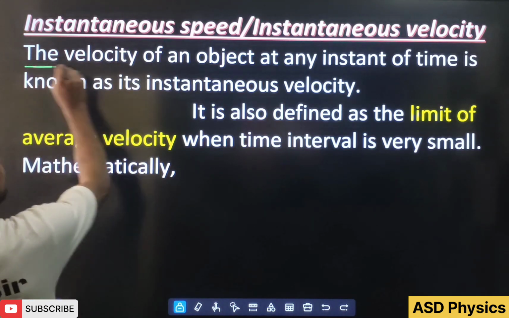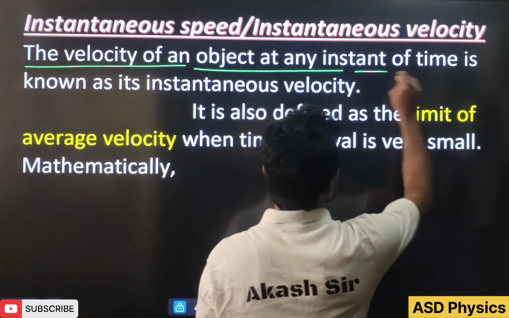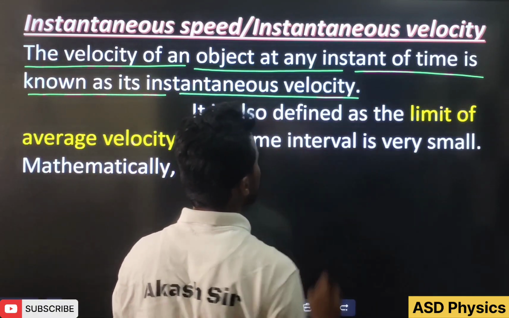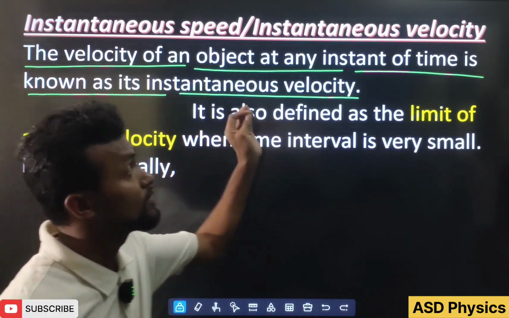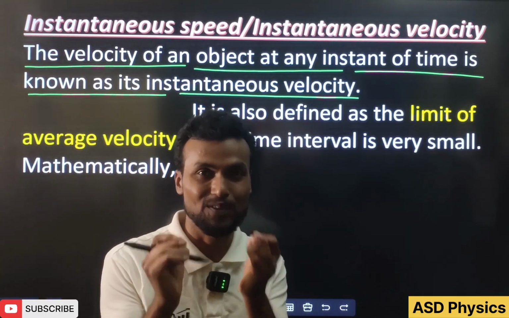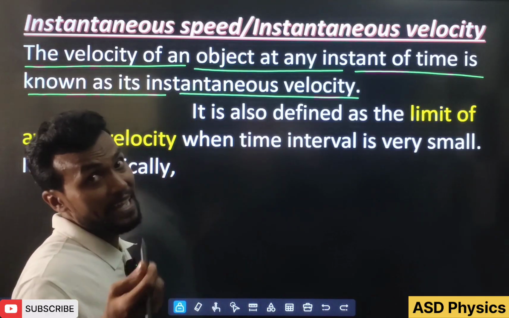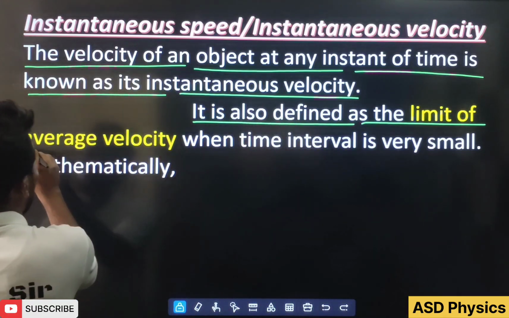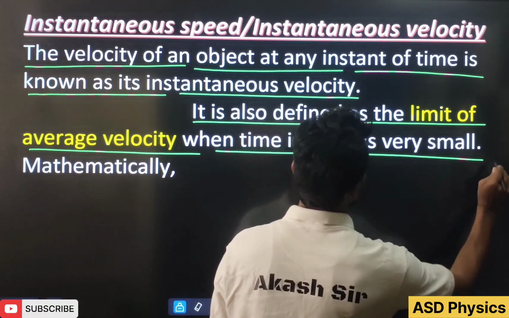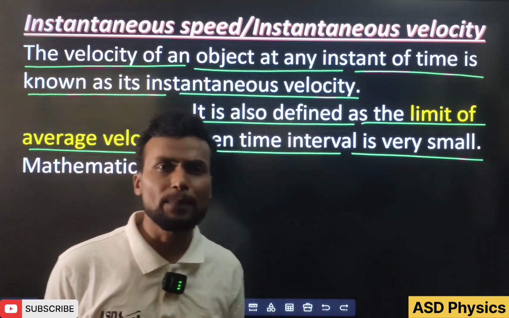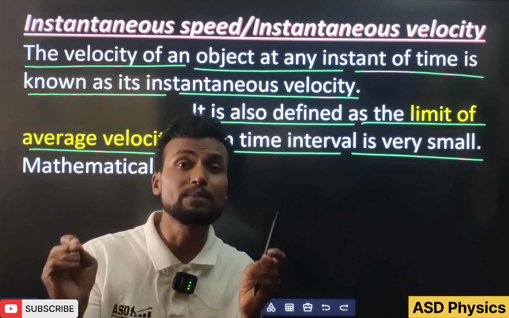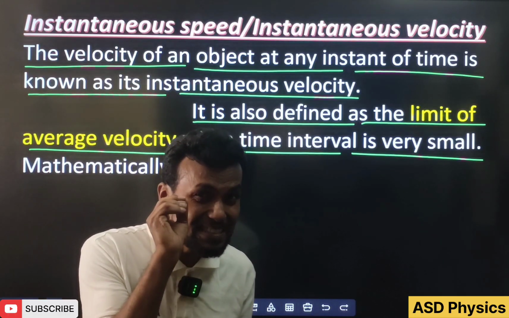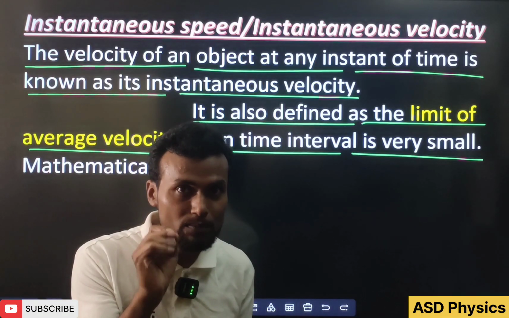So kindly see here. The velocity of an object at any instant of time is known as its instantaneous velocity. Again I am telling that it is the velocity of the object at any particular instant of time. Now we can explain it in another way also. It is also defined as the limit of average velocity when the time interval is very small. Because normally in the case of average velocity, we have some time interval like t1 to t2. But in the case of instantaneous velocity, we have one particular instant. That means the time interval will be very, very small.